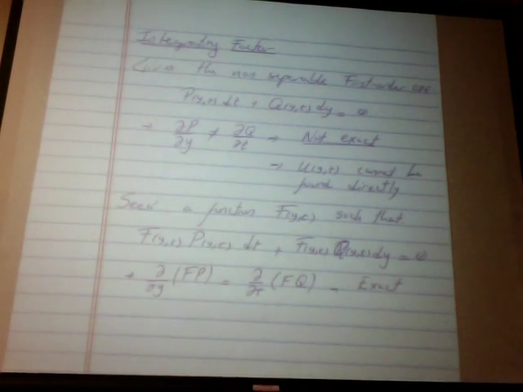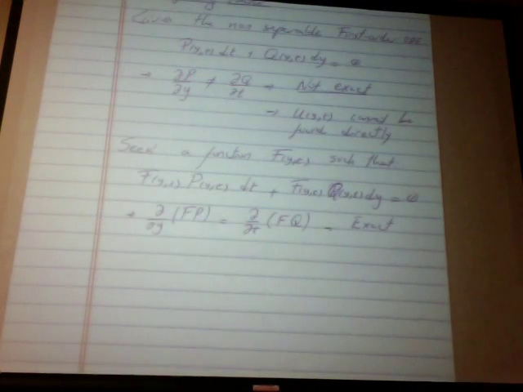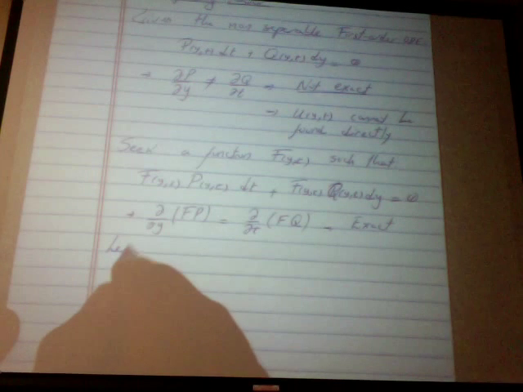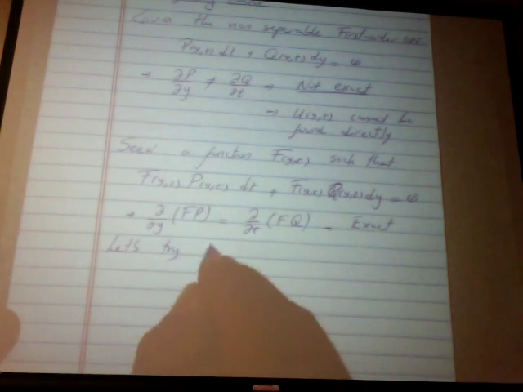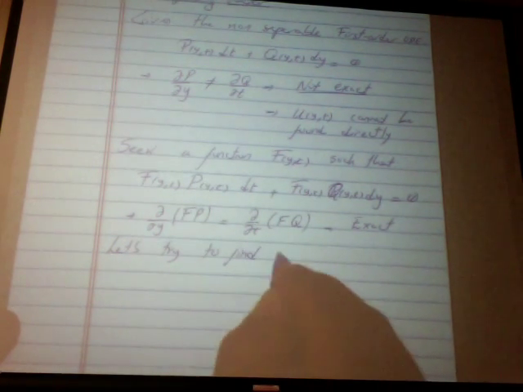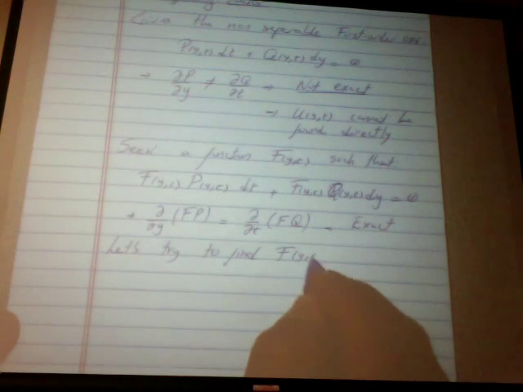Alright, now the problem is finding that function. It's called an integrating factor because at the end of the day that function will be an integral of something. So let's try to find f. Let's try to find f of y and t.